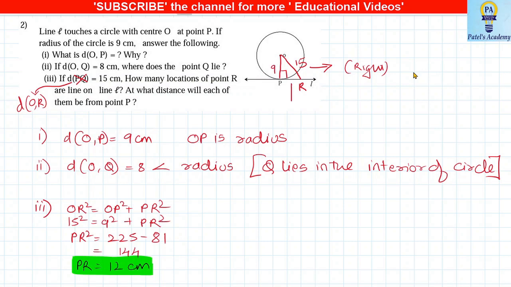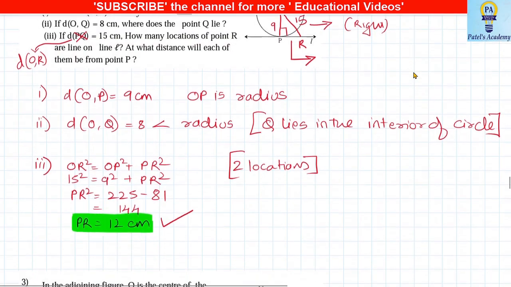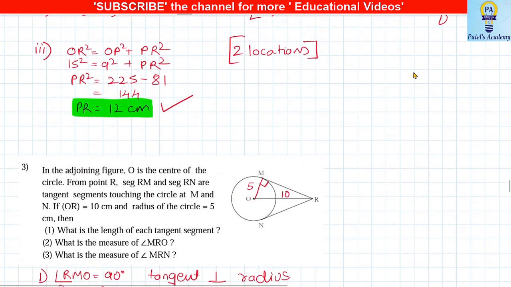Now can I find PR by Pythagoras theorem? Yes, that is what we found here. The question is how many locations of point R? The answer is 2 locations. There are 2 locations of point R and the distance PR is 12 centimeters, by Pythagoras theorem. So either the point R is on the left or it is on the right. Okay, next.